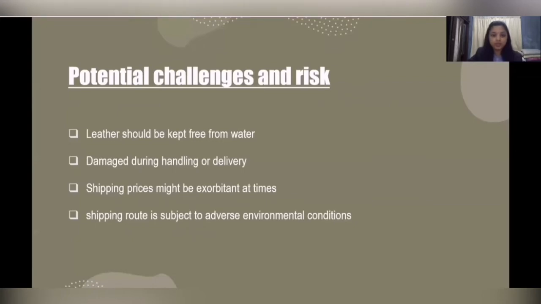Next are the potential challenges. Firstly, leather should be kept free from water. This is vital not only to prevent the leather from becoming damaged or stained, but also to prevent the formation of mold, which thrives in hot, humid environments or where there is water. There are also some other common issues that occur during shipment, such as things being damaged during handling or delivery. This is due to the fact that shipping circumstances can be extremely harsh.